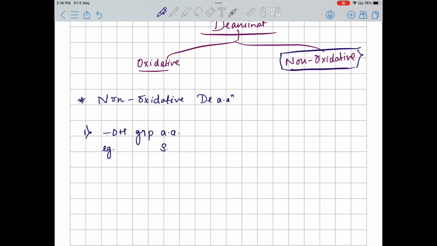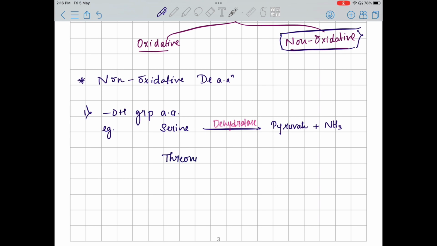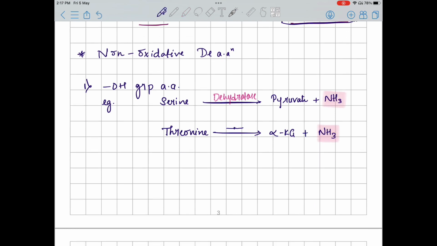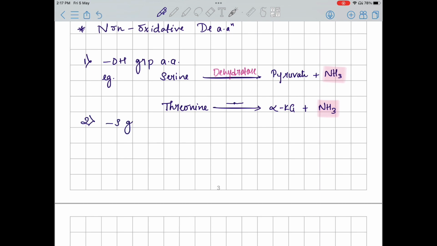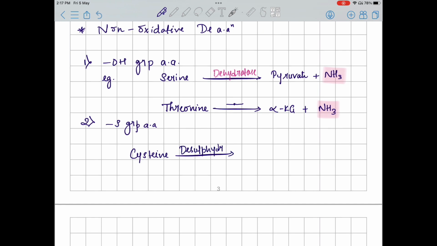Now we need ammonia from the amino acid, so anyhow we are going to use this process to get that ammonia. Serine is one of them, which undergoes the process with the help of dehydratase to give ammonia. Again there is threonine, which is also under the action of the enzyme dehydratase gives ammonia. So these two, that is OH containing groups, are the examples. The third example is of a sulfur containing group, that is cysteine. Cysteine is also going to give ammonia in the presence of the enzyme desulfhydratase. Okay, the enzymes are different, but the only thing to remember here are the examples.